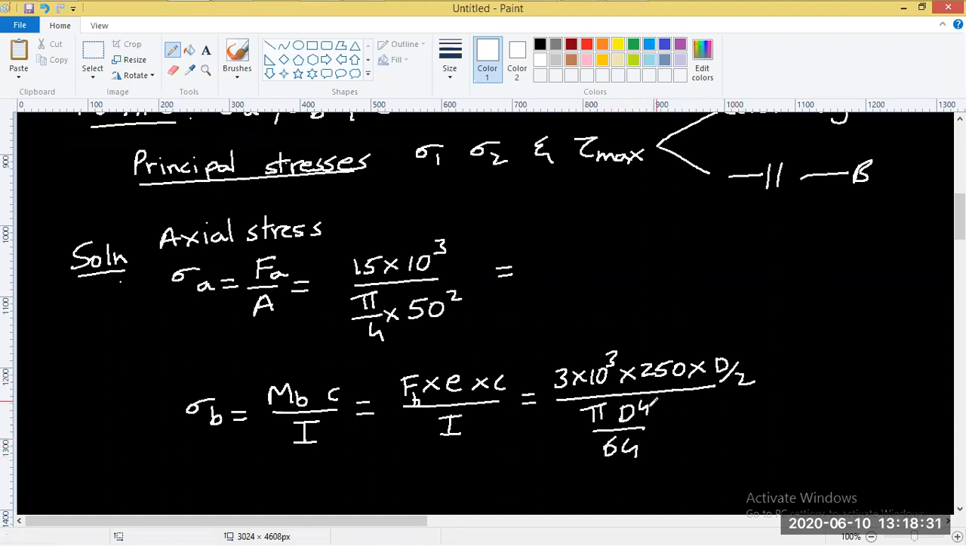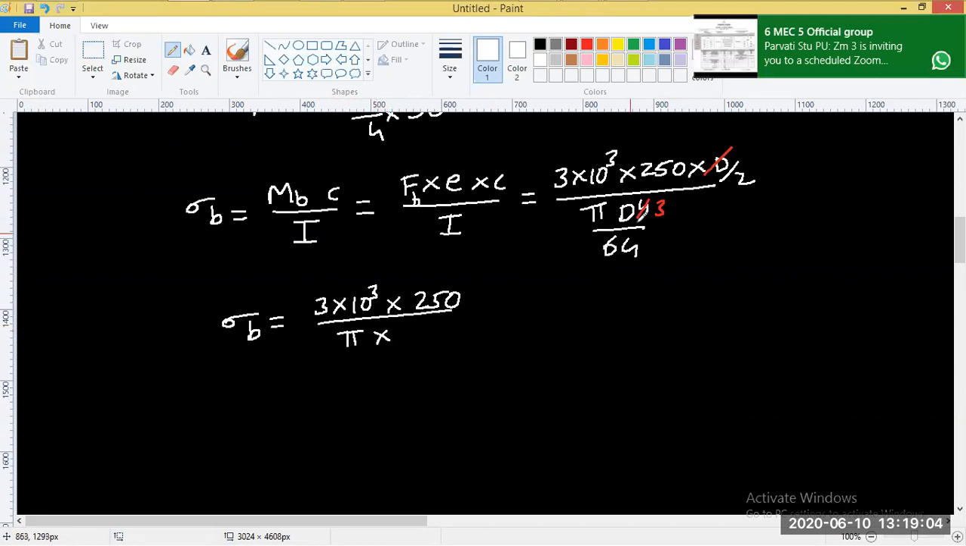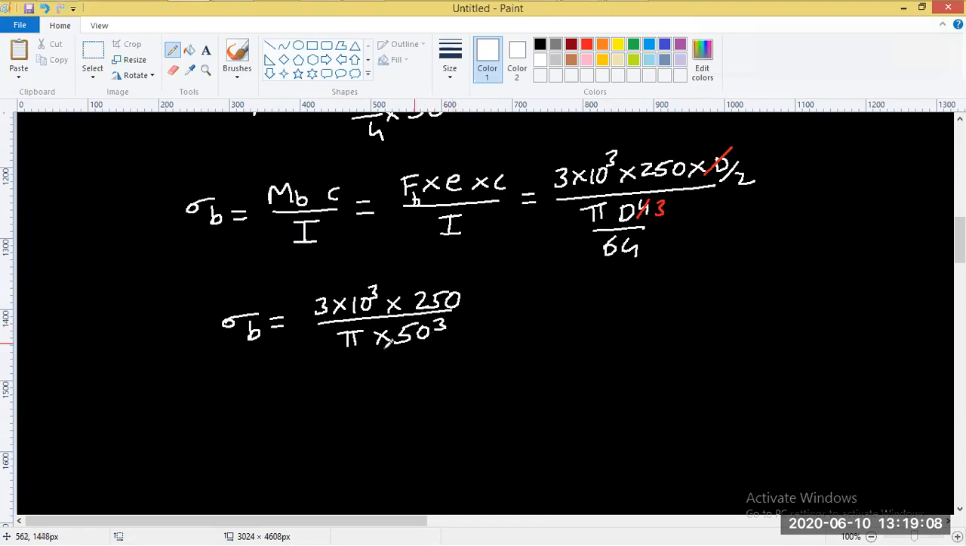Since we have 4 d's here and 1 d here, we can eliminate one of the diameters. So I'll take off 1 d here and make this d cube. Let me simplify this again. This sigma b is equal to 3 into 10 power 3 into 250 divided by 3 into d cube, that is 50 cube. So this 2 comes down, so there will be into 2, and this 64 goes up, 3 into 64. You can calculate this and find the bending stress here.